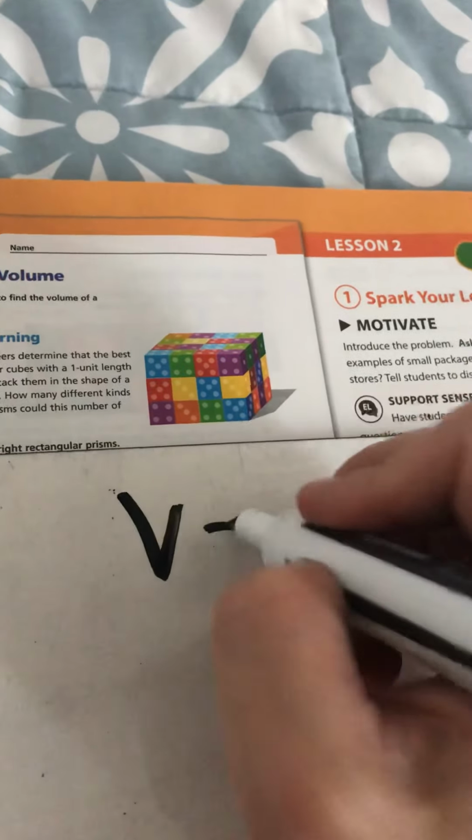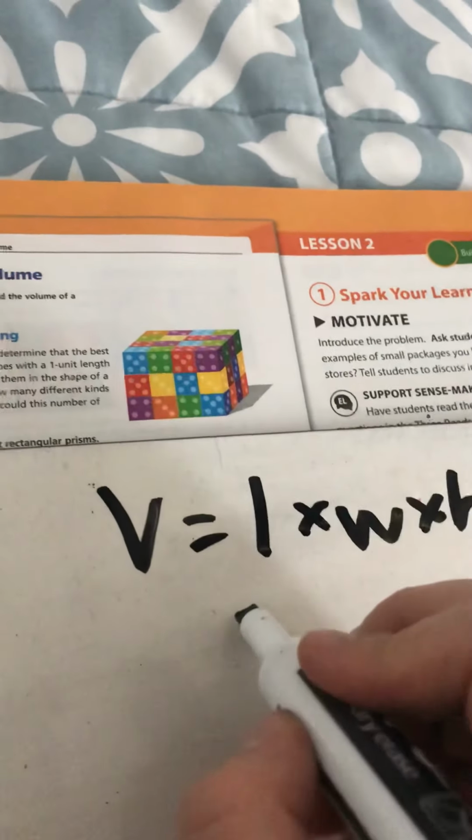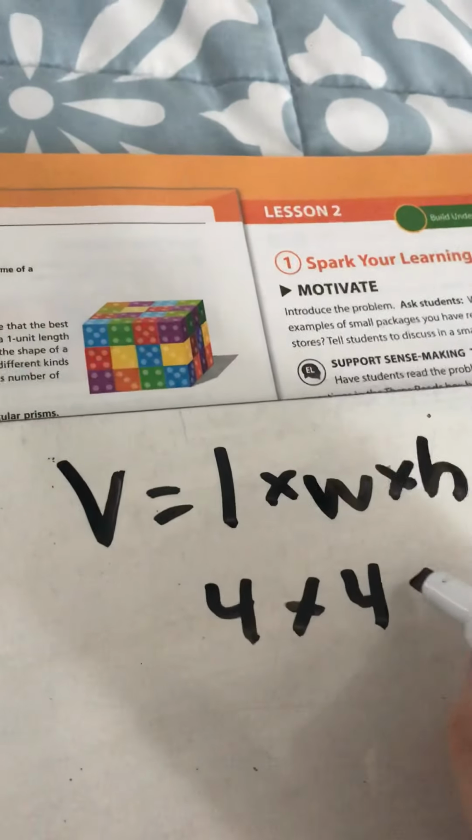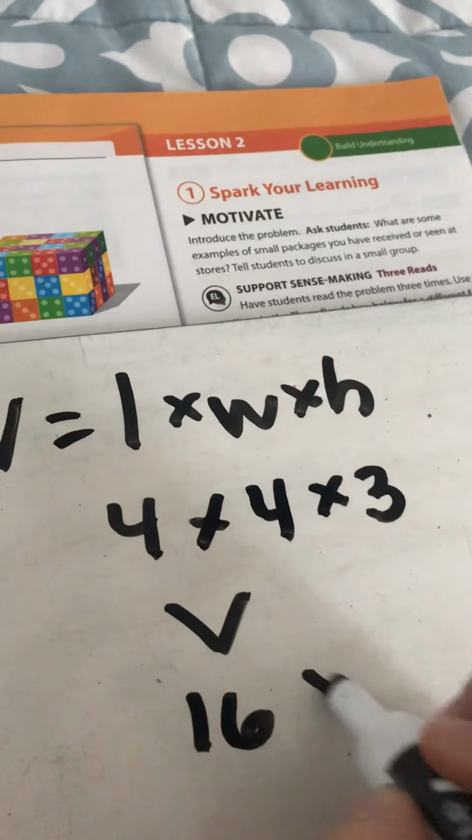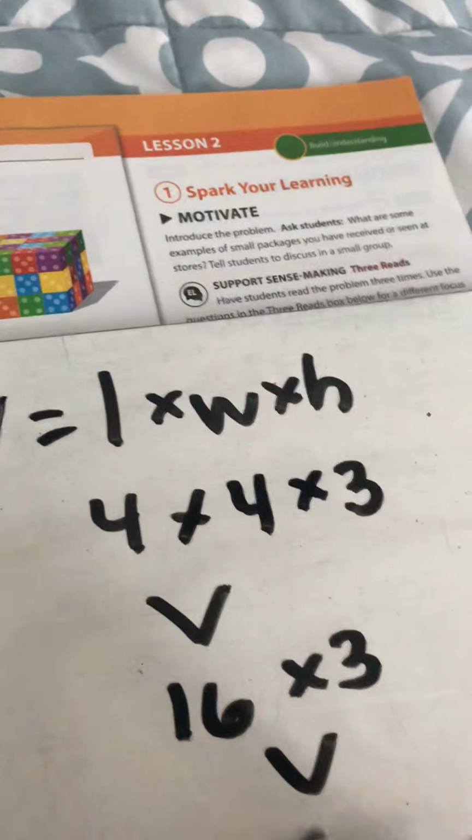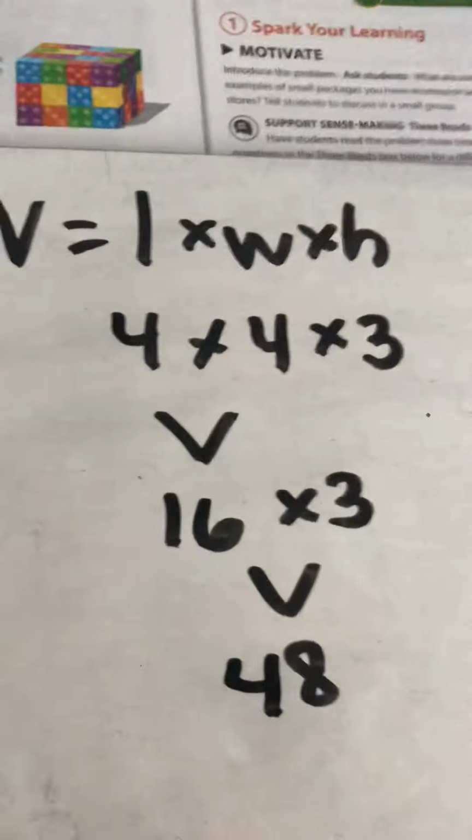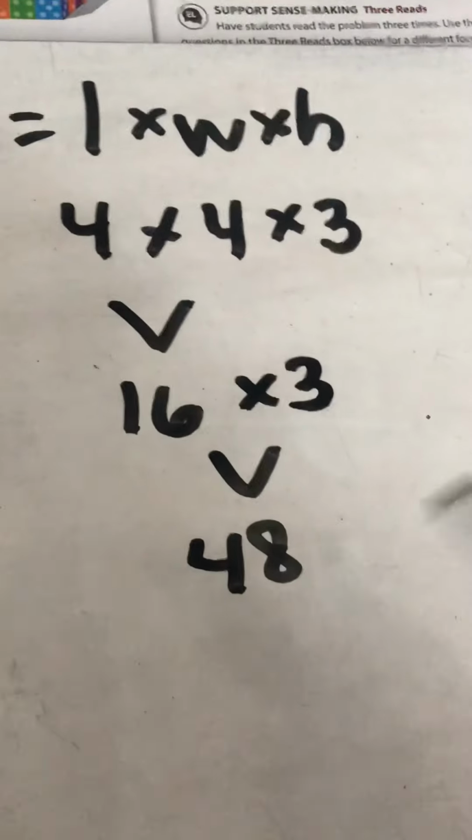And remember that volume is length times width times height. So we have a length of 4. How wide is it? Still 4. And the height is 3. So 4 times 4 is 16. 16 times 3 is 48. How do I know that? Because 16 plus 16 makes 32, and 32 plus 16 makes 48. So we have 48 boxes.